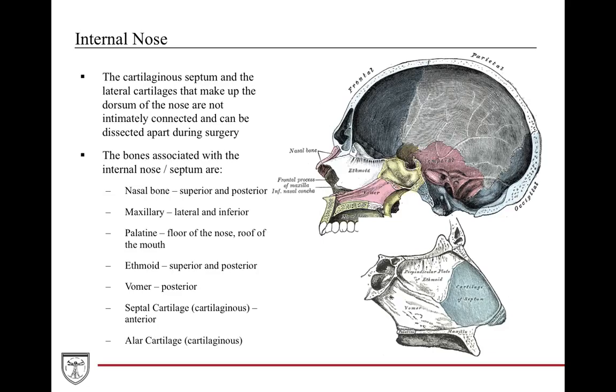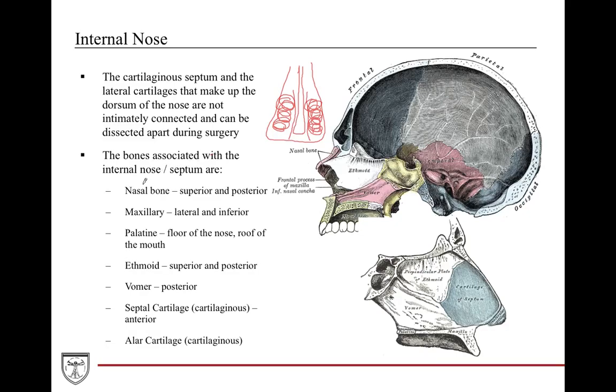So the internal nose also has this cartilaginous septum, as we just mentioned. The lateral cartilages that help make up the dorsum of the nose are not intimately connected, but they can be dissected away from that septum. To explain that in detail, if you were imagining you're looking at the head of the nose like this, and you were to break it down, you can get your septum pretty much along the midline. And you have your cartilage structures on both sides, and you could actually, in surgical situations, dissect this cartilage away from this septum.